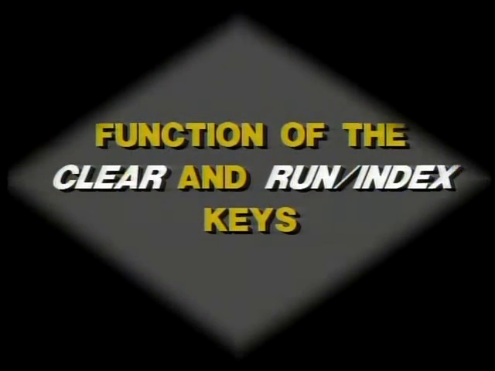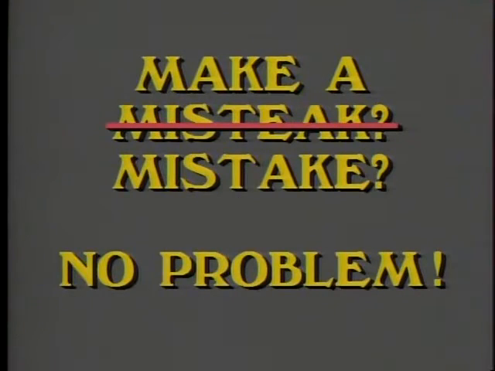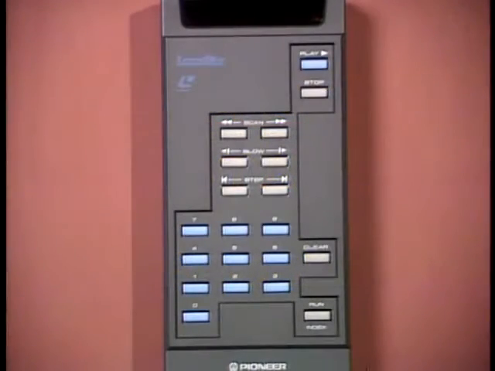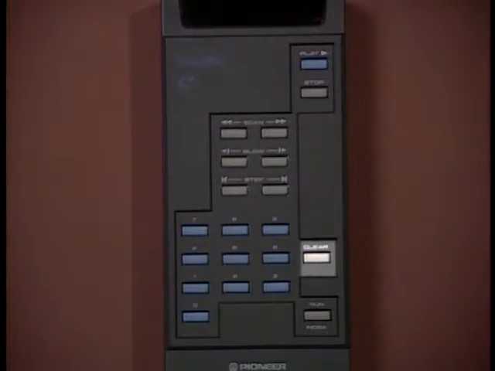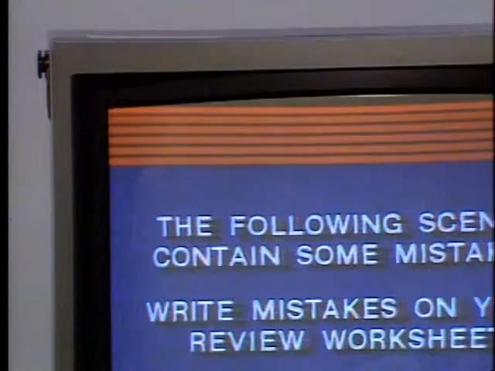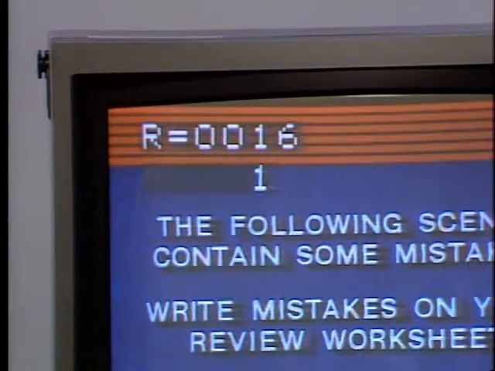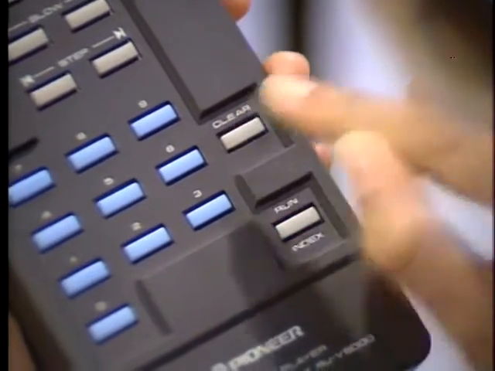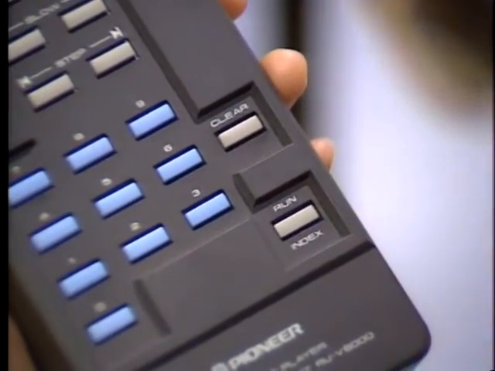While viewing a video disc training program, if you are requested to enter a selection and you accidentally enter an incorrect selection, simply press the clear key, then the run index key. You will be returned to the last decision point in the program, the place where you entered the incorrect selection. Whenever a display like this appears on the TV, you have accidentally pressed the clear key and one or more number keys. Remove the display by again pressing the clear key, then the run index key.